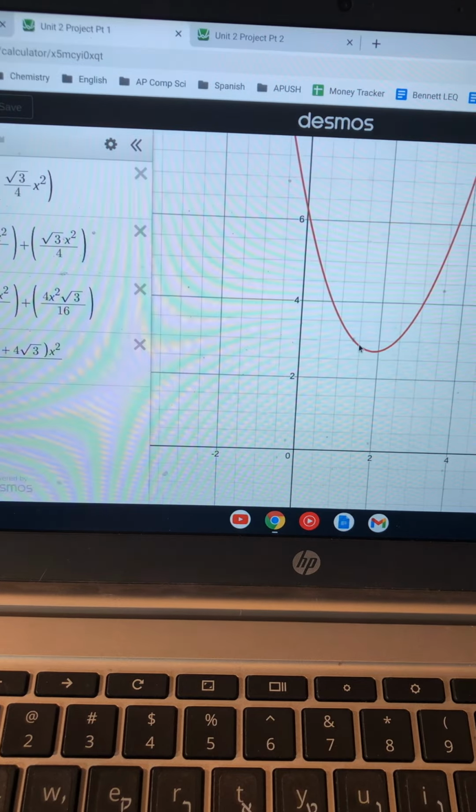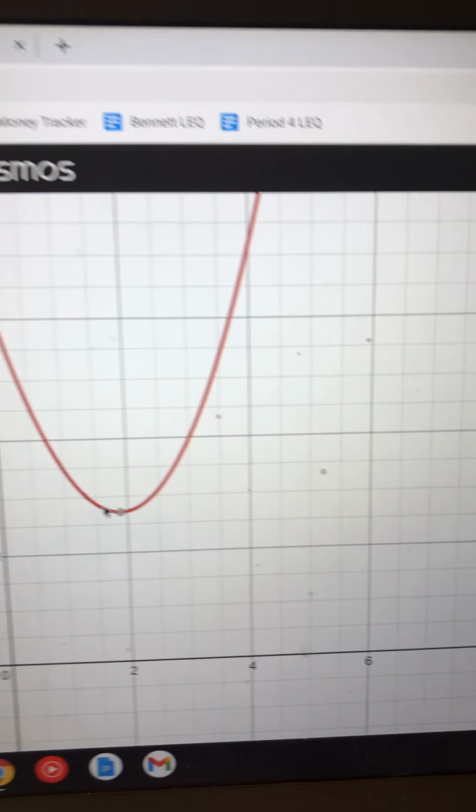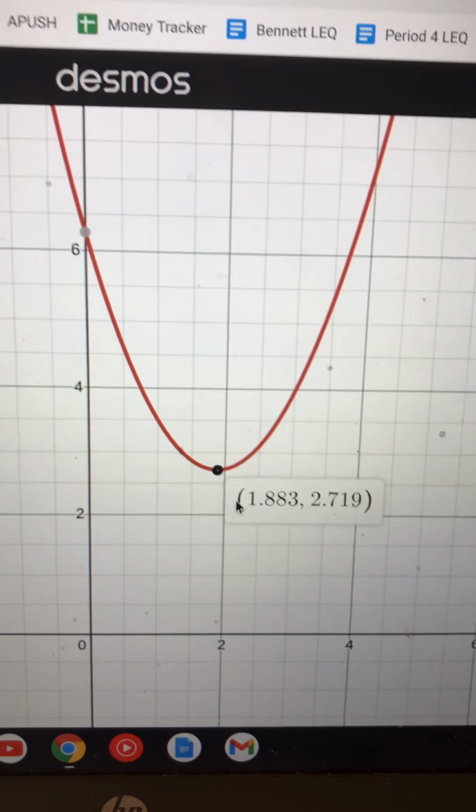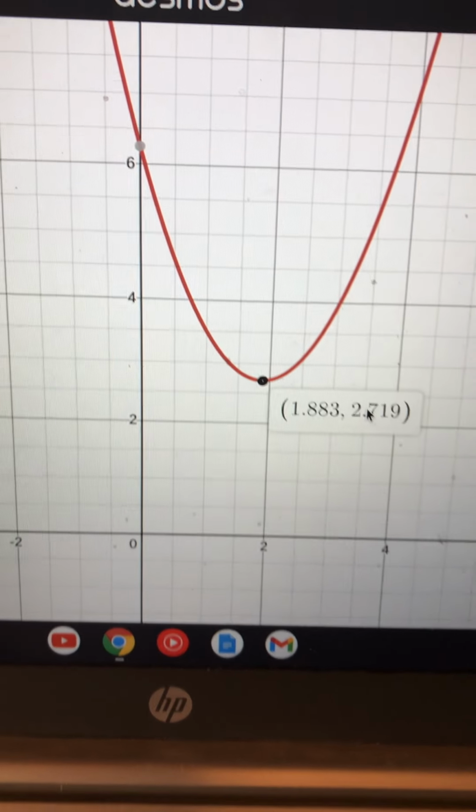And you can see here's my graph. I rewrote the equation in all these different ways. You can do that, but it's not helpful. And our minimum point is 1.883. Okay, and 1.883 comma 2.719.